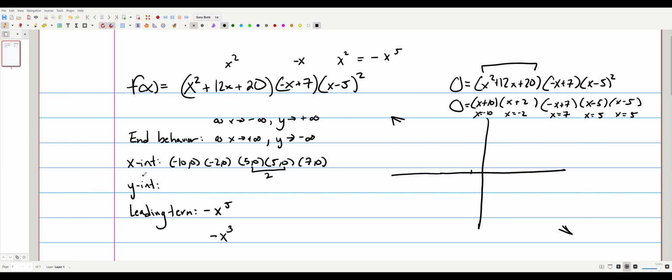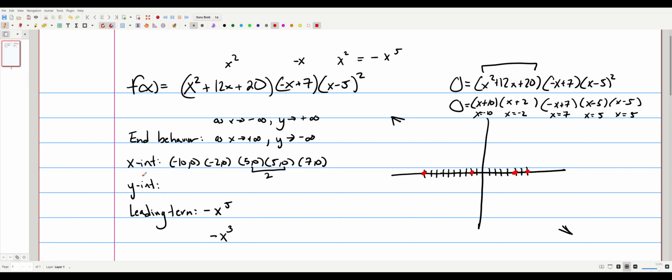So say 1, 2, 3, 4, 5, 6, 7, 8, 9, 10. And then 1, 2, 3, 4, 5, 6, 7. Okay, so this is one of my x-intercepts. Negative 2 is another x-intercept. Positive 5 is another x-intercept. And positive 7. Let me do that with a different color again so it's more visible. So negative 10, 0, negative 2, 0, plus 5, 0, and plus 7, 0.